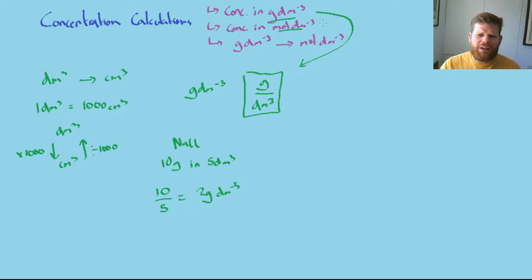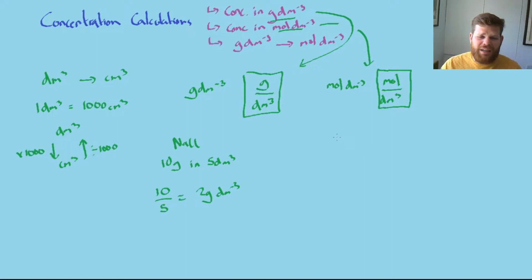What about the next one here? Concentration in moles per decimeter cubed. Well, the kind of question that you might get here is similar to this. This time we're looking at moles per decimeter cubed. All that means is my moles divided by my decimeters cubed. So this is the calculation that I'm interested in here.